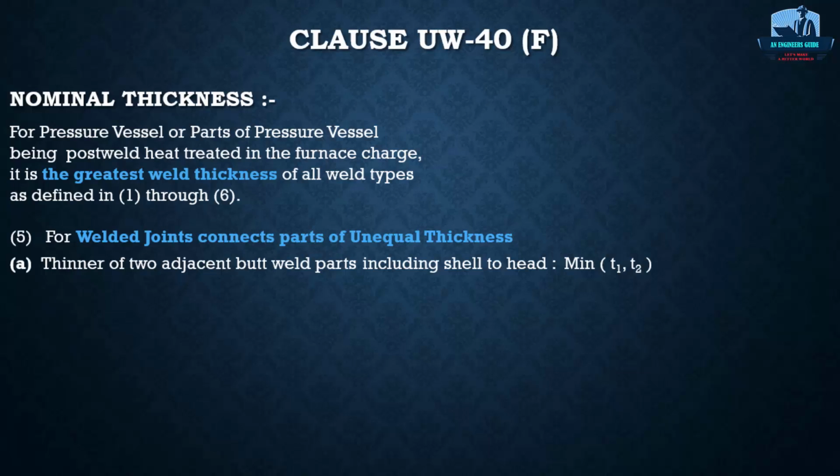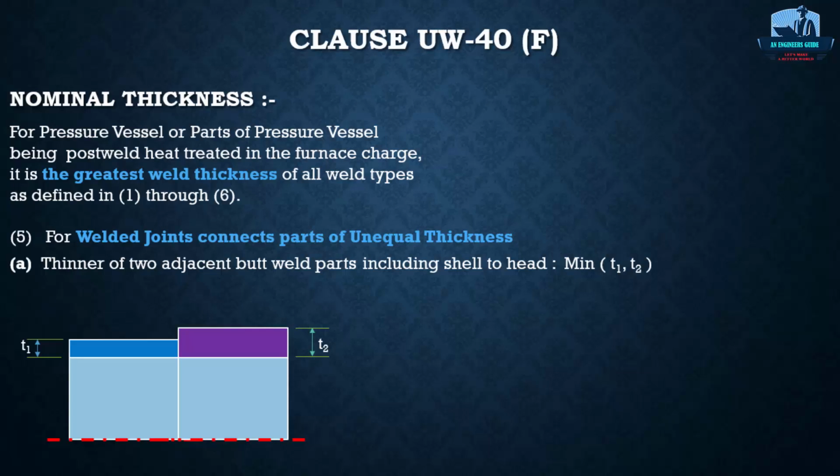So in this case, we have to consider the minimum of T1 or T2. So what is T1? What is T2? Let's understand with an example. I'm going to join two shells, one having thickness T1 and another having thickness T2. In this case, I have to consider the nominal thickness equal to the thickness of the thinner shell, which is nothing but T1.